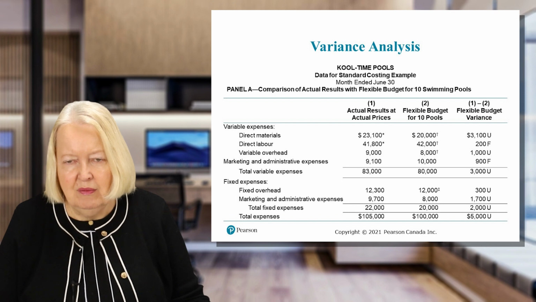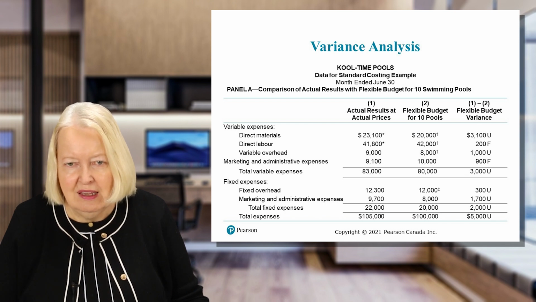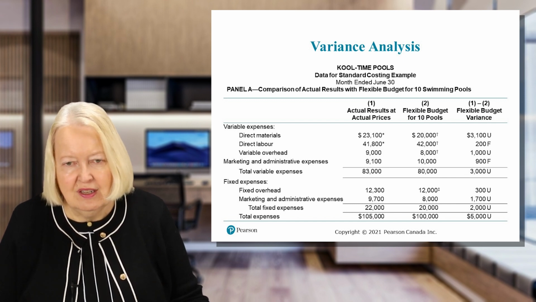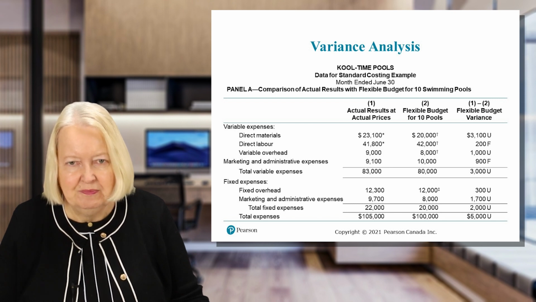The third column is calculating the difference between actual and flexible budget. So what did you actually pay versus what you should have paid? And if you paid more, then that's an unfavorable variance, or if you paid less, it's favorable. So that's what the third column is doing. You go down through each of your actual expense categories and compare the actual costs incurred to what you would have expected to pay based on standard quantities and standard cost.